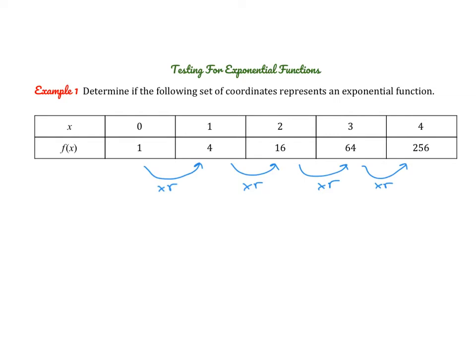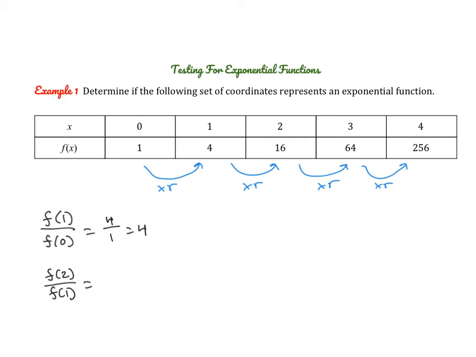So let's go through that process. So we would do f of 1 divided by f of 0. Again, so this term divided by this one. So f of 1 is 4. And the term before it, f of 0, is 1. So that gives us an r value of 4. So we're working our way backwards to figure out what that common ratio was. Okay, now let's check the next one. So we'd have to do f of 2 divided by f of 1. So you do the y value divided by the y value before it.